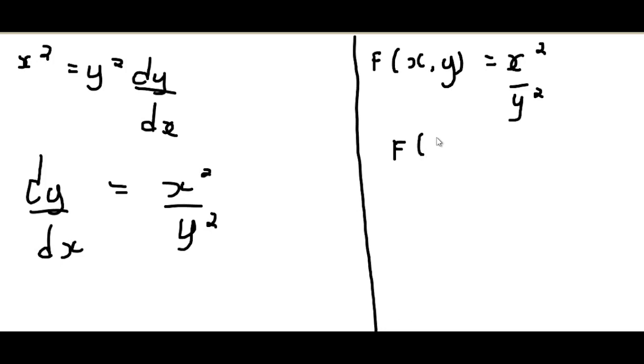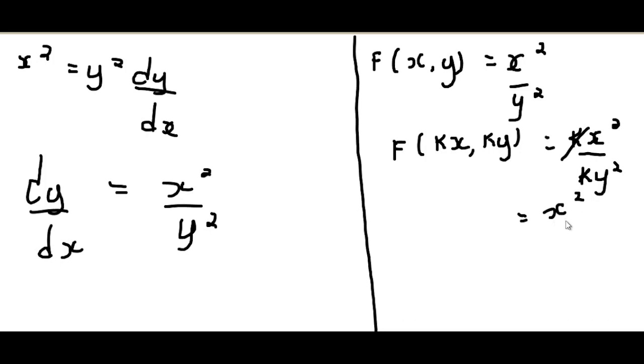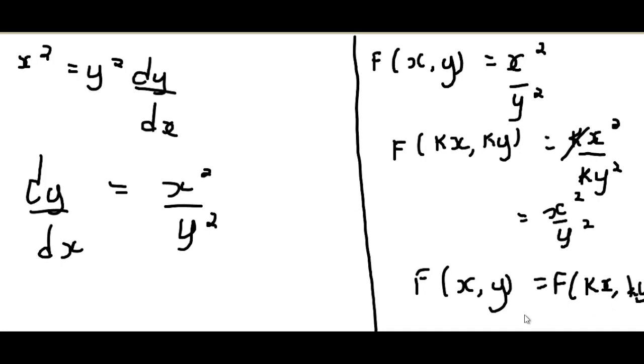So f(kx, ky) equals (kx) squared over (ky) squared. This k and this k cancel. You're left with x squared over y squared, and as you can see, f(x, y) equals f(kx, ky), thus proving it's homogeneous. So we go into substituting it.